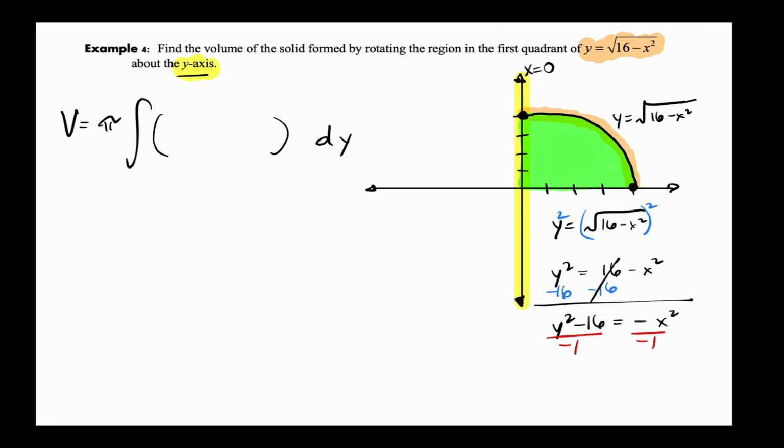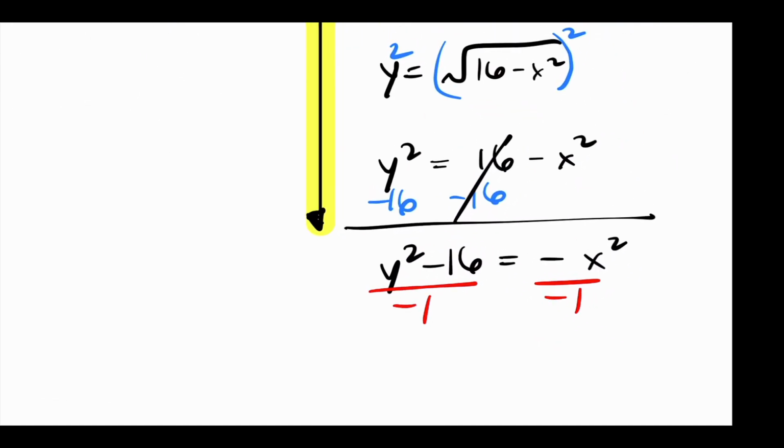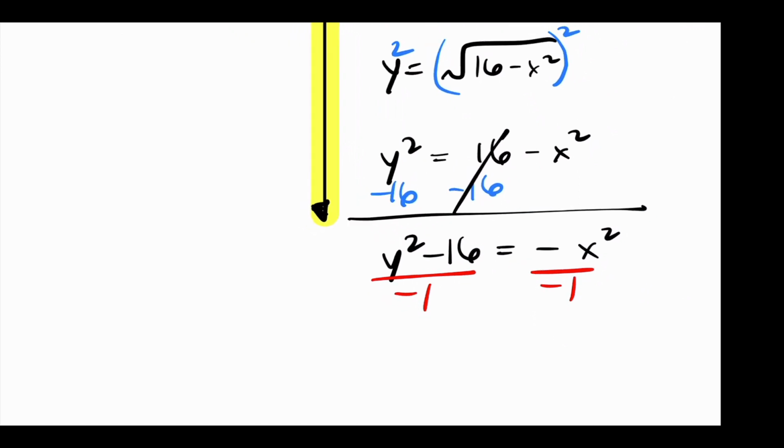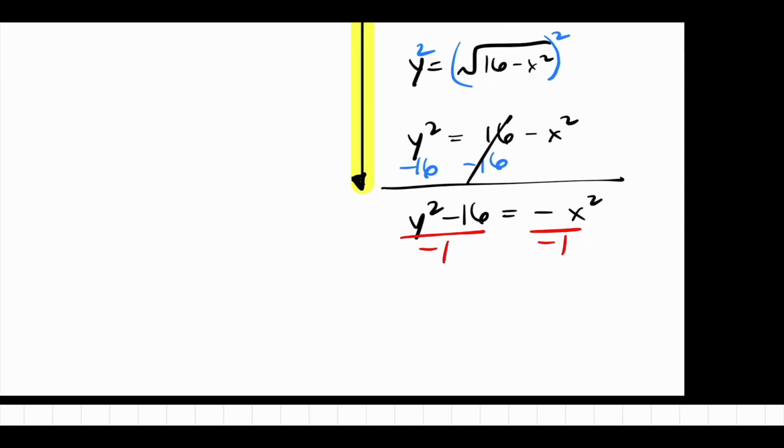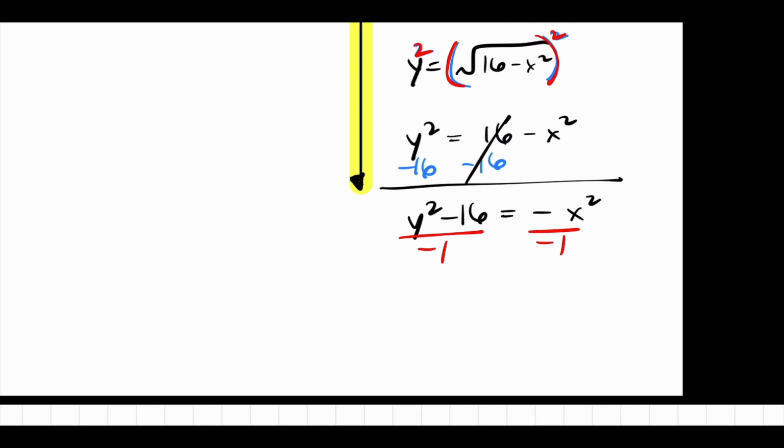But the problem we have is that we have to solve this for x because it's with respect to y. So I started doing it here, I just didn't finish. You just get x by itself. 16 minus y squared equals x squared. You take the square root.